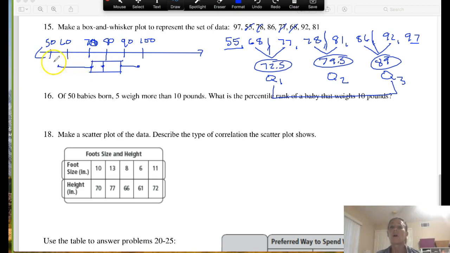So the lower quarter of the data is here, the upper quarter of the data here, the middle set of data is right here. So you can see this is more dispersed in the lower half than in the upper half.